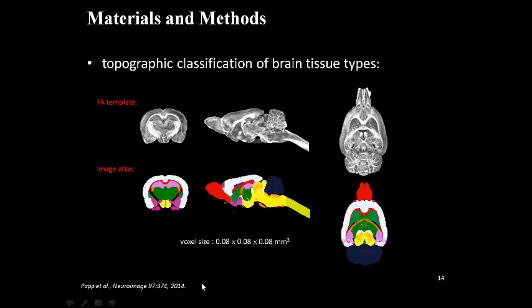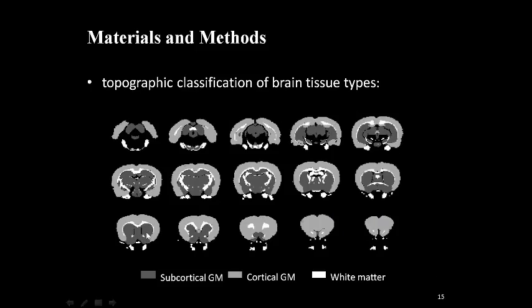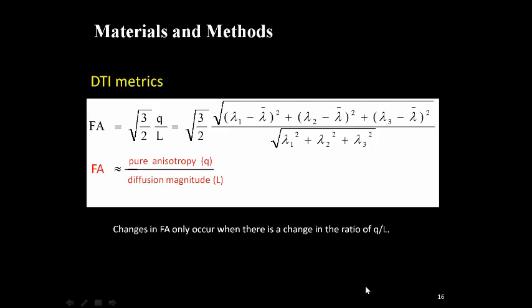For tissue segmentation, an FA template and imaging atlas were used. Each color represents a brain structure. This is the result of spatial maps of identified cortical and subcortical gray matter and white matter for a rat.